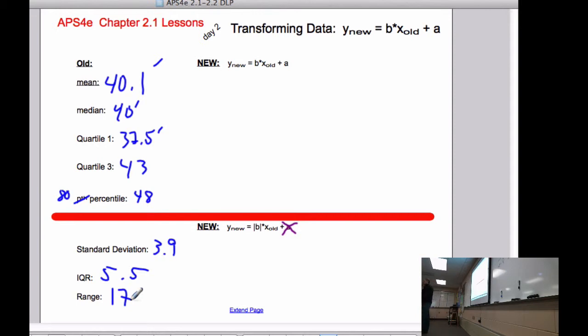So we want to transform the data from dollars to cents. Degrees Fahrenheit to degrees Celsius is a very popular one that they like to use. In this case, feet to inches.